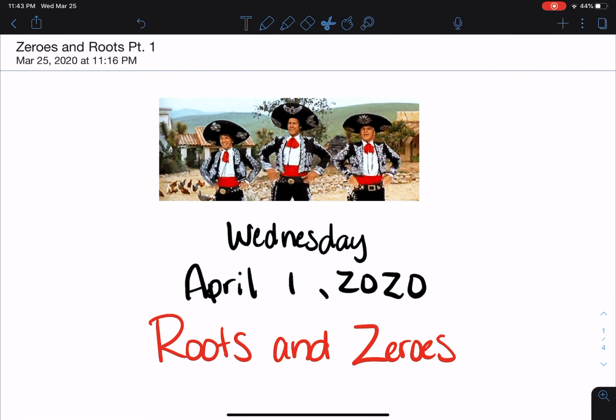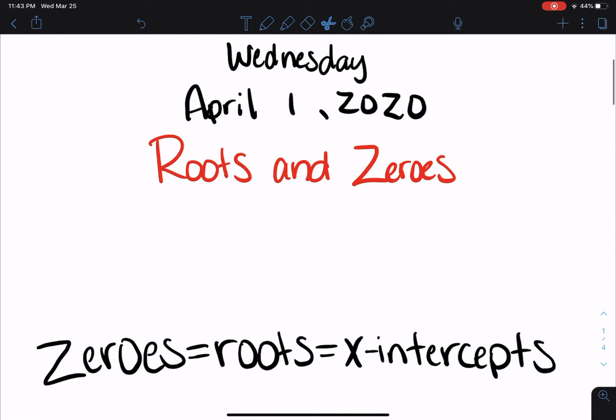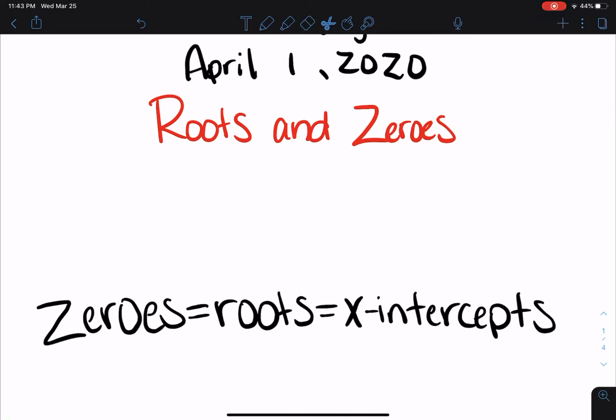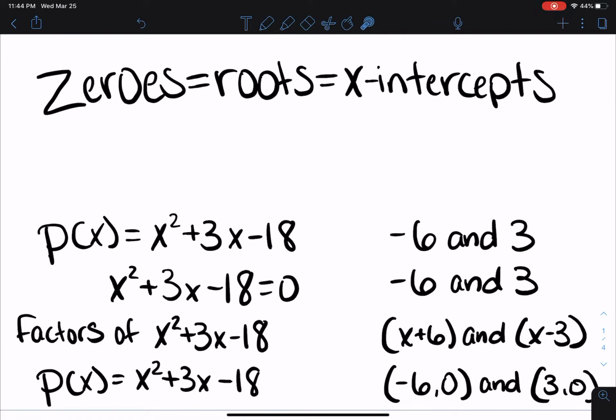Take two, roots and zeros. So we've kind of already talked about this, but zeros are the same as roots, which are the same as x-intercepts. We're looking at where the function crosses the x-axis. Zeros, roots, and x-intercepts are all the same. We can see that if we set up p of x equal to x squared plus 3x minus 18 and find the zeros. Our zeros here are negative 6 and 3. That's where it would cross our x-axis.